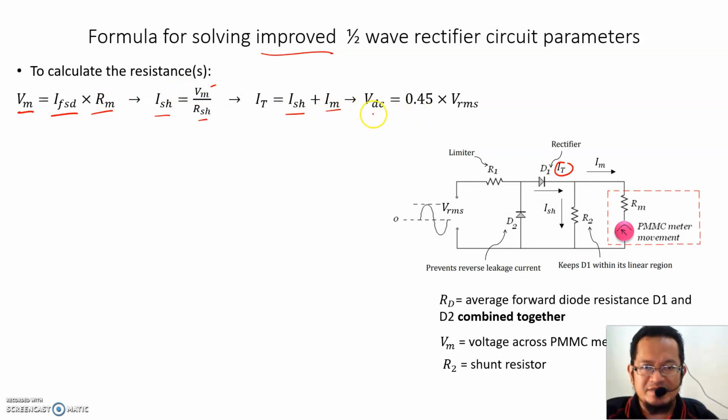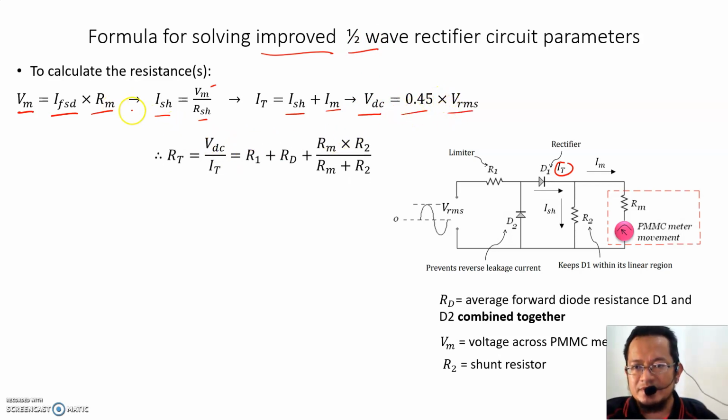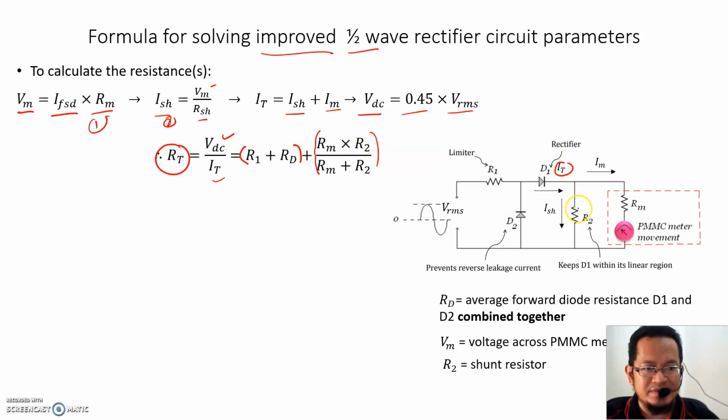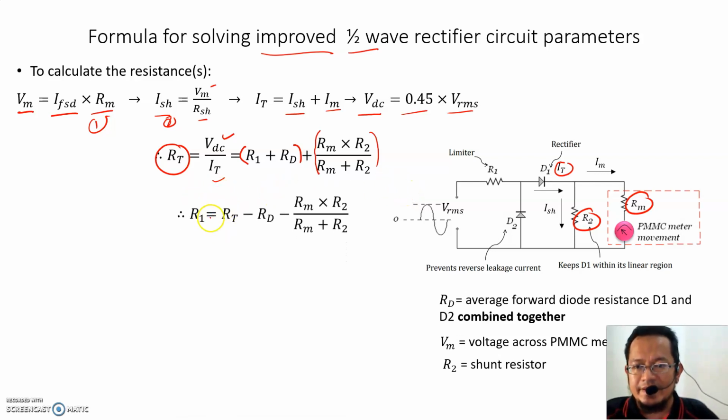And then remember that for the half-wave rectifier, the DC voltage is 0.45 multiplied by the RMS voltage. So if we combine all these three formulas, you can find that the total resistance is VDC divided by IT, and it also equals R1 plus RD plus the parallel resistance between the meter Rm and R2. That's how you calculate the total resistance, and you can calculate the limiting resistance.